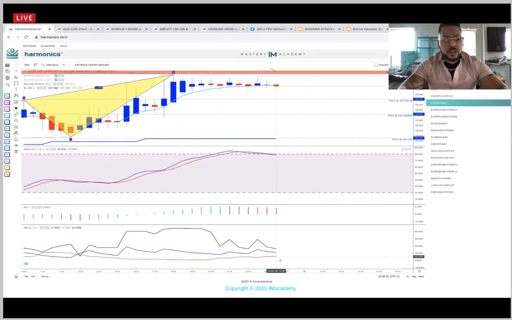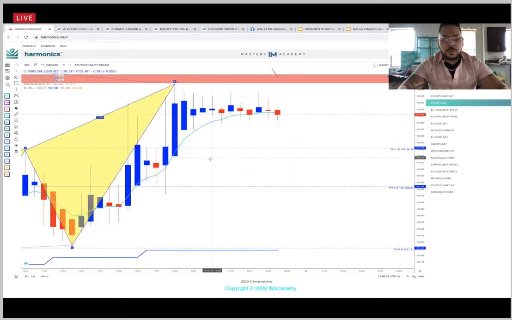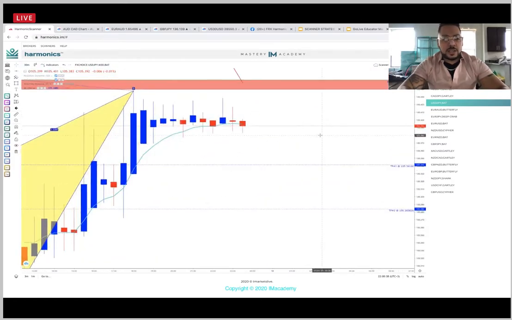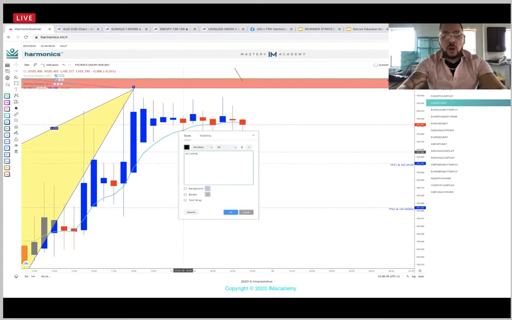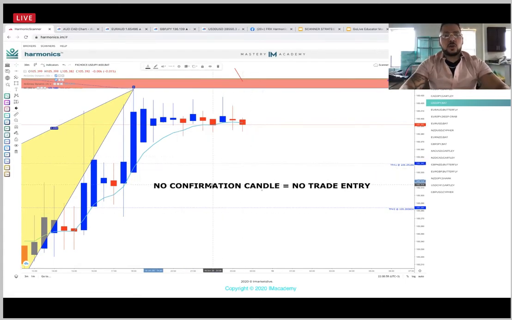There is no reason to look at the indicators. For what? There's no reason to look at the indicators because, look, we do not have a confirmation candle. We need a red flat top closing below the 4 to find the confirmation. So no confirmation candle. I'm going to put this here. No confirmation candle means no trade entry. Very, very simple, okay? No confirmation candle, no trade entry.